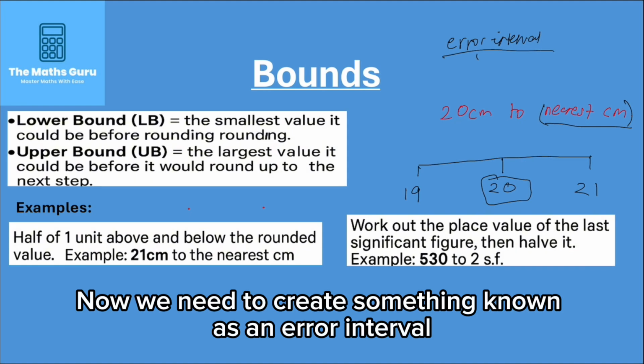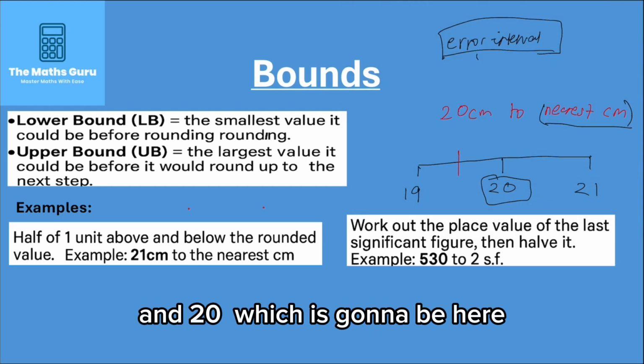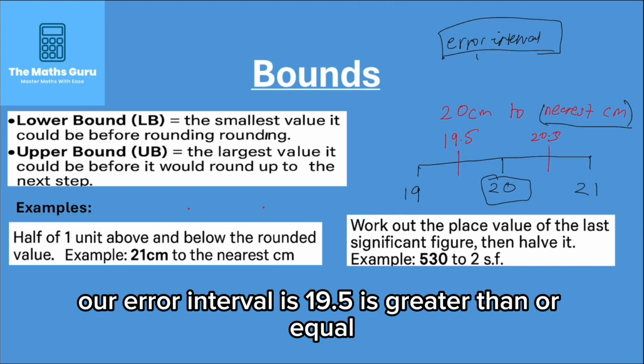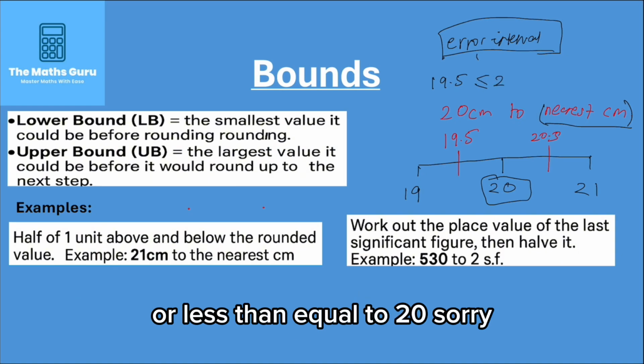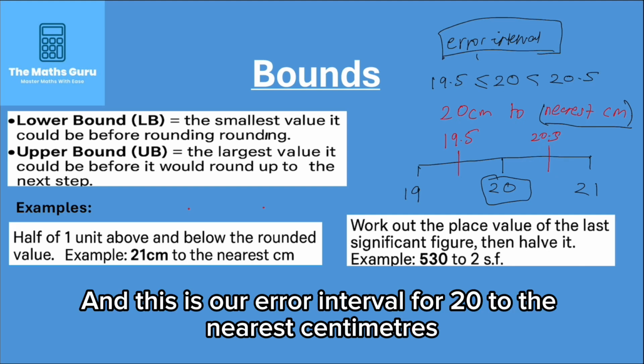Now we need to create something known as an error interval. And how we do this is we look halfway between our lowest point on the number line and 20, which is going to be here. So 19.5, and between 20 and 21, we have 20.5. Therefore, our error interval is 19.5 is less than or equal to x, which is less than 20.5. And this is our error interval for 20 to the nearest centimeter.